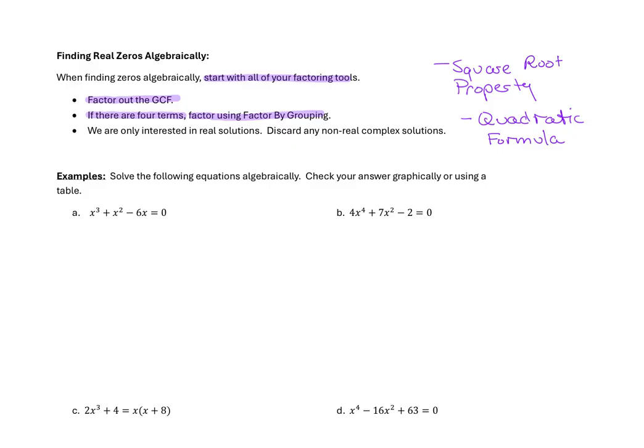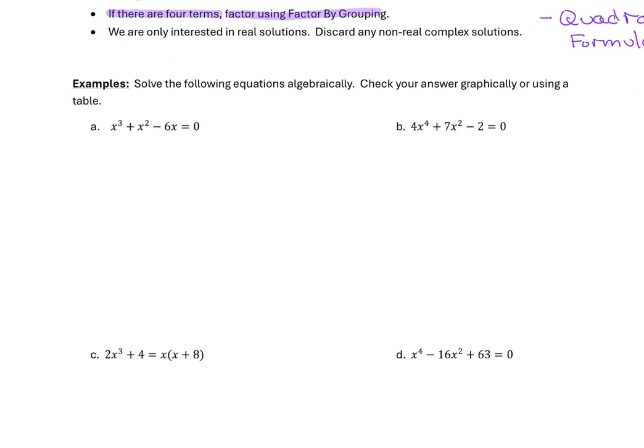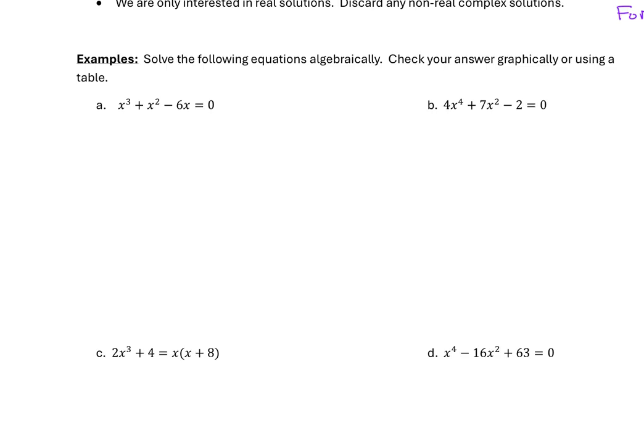All right, let's start with example A. Example A, we have x cubed plus x squared minus 6x equals 0. We want to start by factoring this. For this one, we do have a greatest common factor. All of these have at least one x, so we're going to factor that out. If we take an x away from each term, what we are left with is x squared plus x minus 6 equals 0.